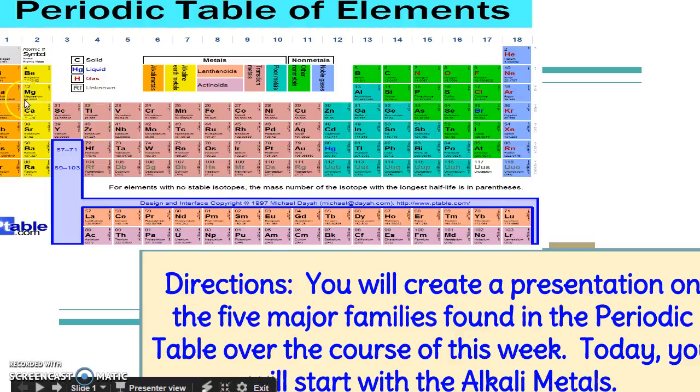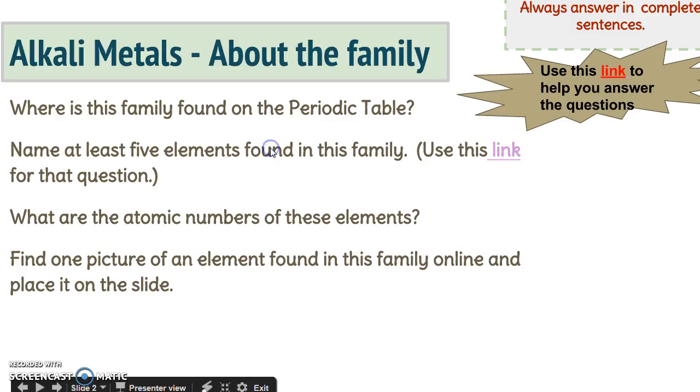I want you to focus on these five families: the alkali metals on the left-hand side, then the alkaline earth metals, the transition metals, that huge group, the halogens, and then the noble gases. I know there are other families, but I want to focus on these five through this presentation.